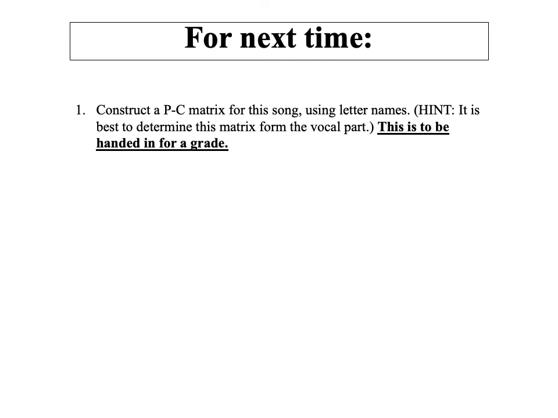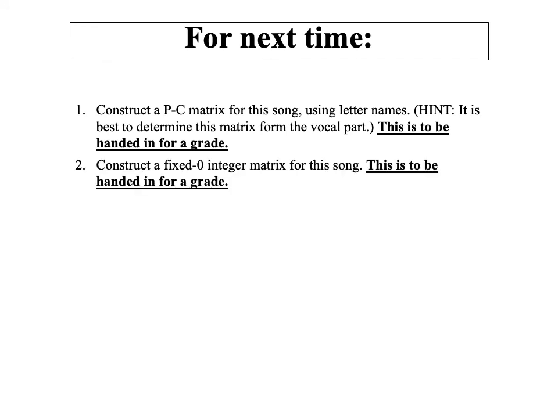Then after you've made a pitch class matrix using letter names, construct a number matrix, a fixed zero integer matrix. If it's fixed 0, that means you're going to call C natural 0 all the time. You're going to call C sharp and D flat 1 all the time. You're going to call D natural 2 all the time, etc. I'm also going to ask you to hand that in because I don't have enough tedious stuff to grade.